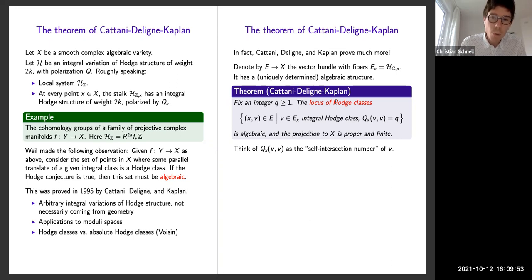Okay, and so what they prove is that this locus, the set of points in this bundle, is an algebraic subvariety, using the algebraic structure of the bundle, even though the conditions defining it are not at all algebraic initially. And also you have some finiteness. The projection from this locus down to X is proper, and the fibers are finite. Okay, that's the statement. Any questions on this statement?